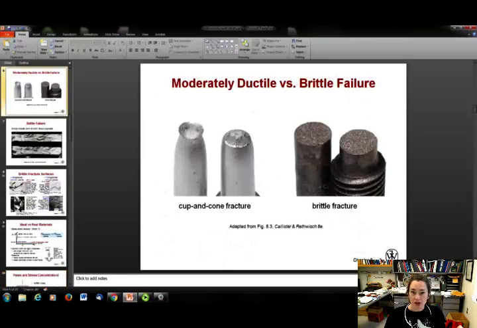So here's the cup and cone fracture surface, like I was talking about, and this is what it would look like to the naked eye. Whereas if you put something in there that is more brittle, it just looks straight across almost like that. And that's, of course, that sudden catastrophic failure with no necking.